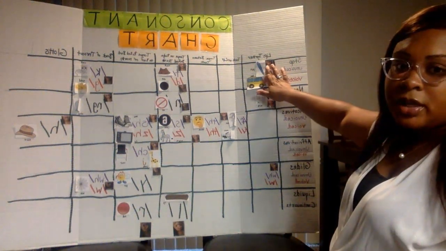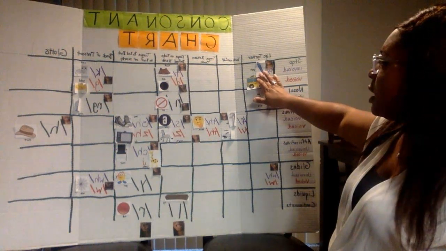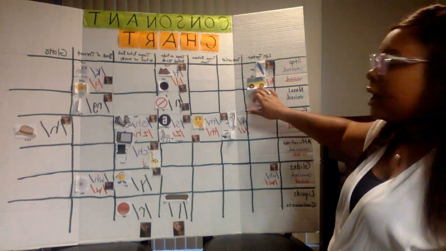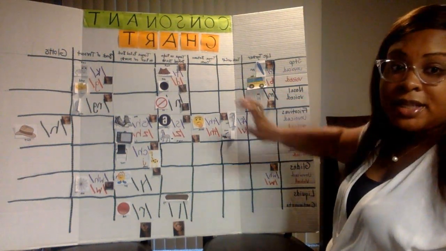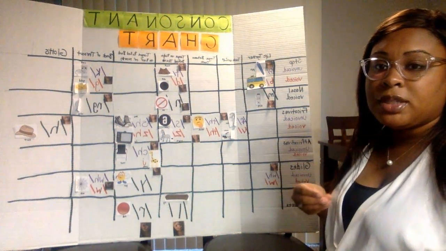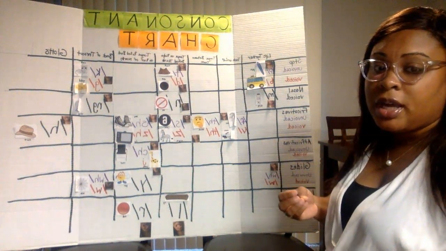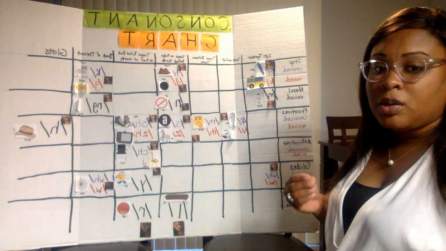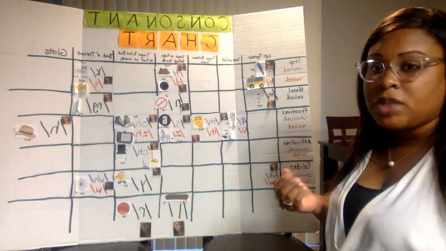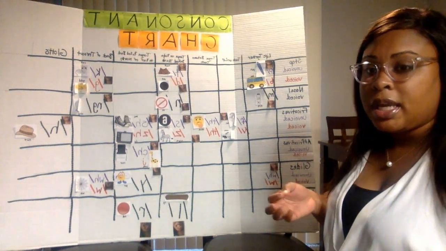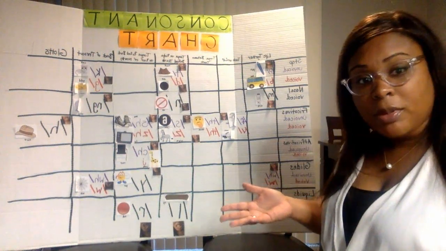So there's a picture of me saying the word. There's a picture of a pen, and I also wrote the word next to the picture, so that way the student is able to identify the word. They're able to understand what it is, and they're improving their vocabulary by doing this.